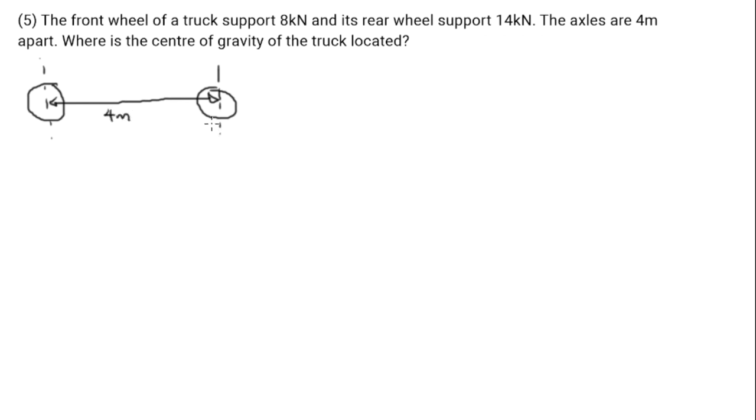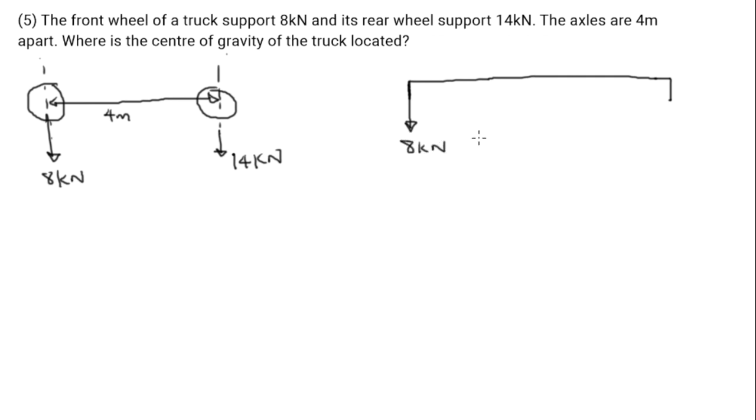Okay, if this is the front wheel, it supports a load of 14 kilonewton. The rear wheel supports a load of 8 kilonewton. Now let's represent this on a free body diagram. This free body diagram is used to represent rotational equilibrium. So this point is the rear wheel, and it supports a load whose weight is 8 kilonewton, and this is 14 kilonewton.